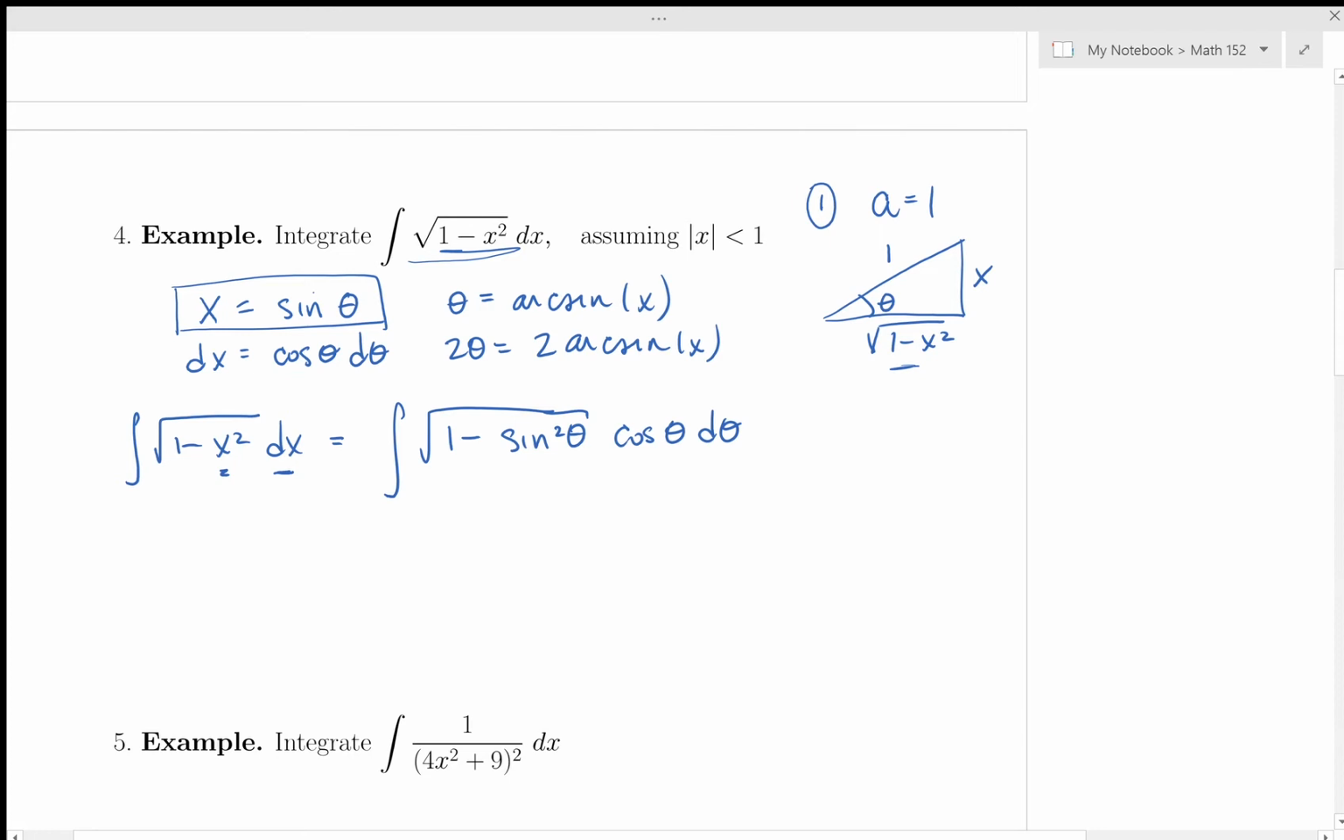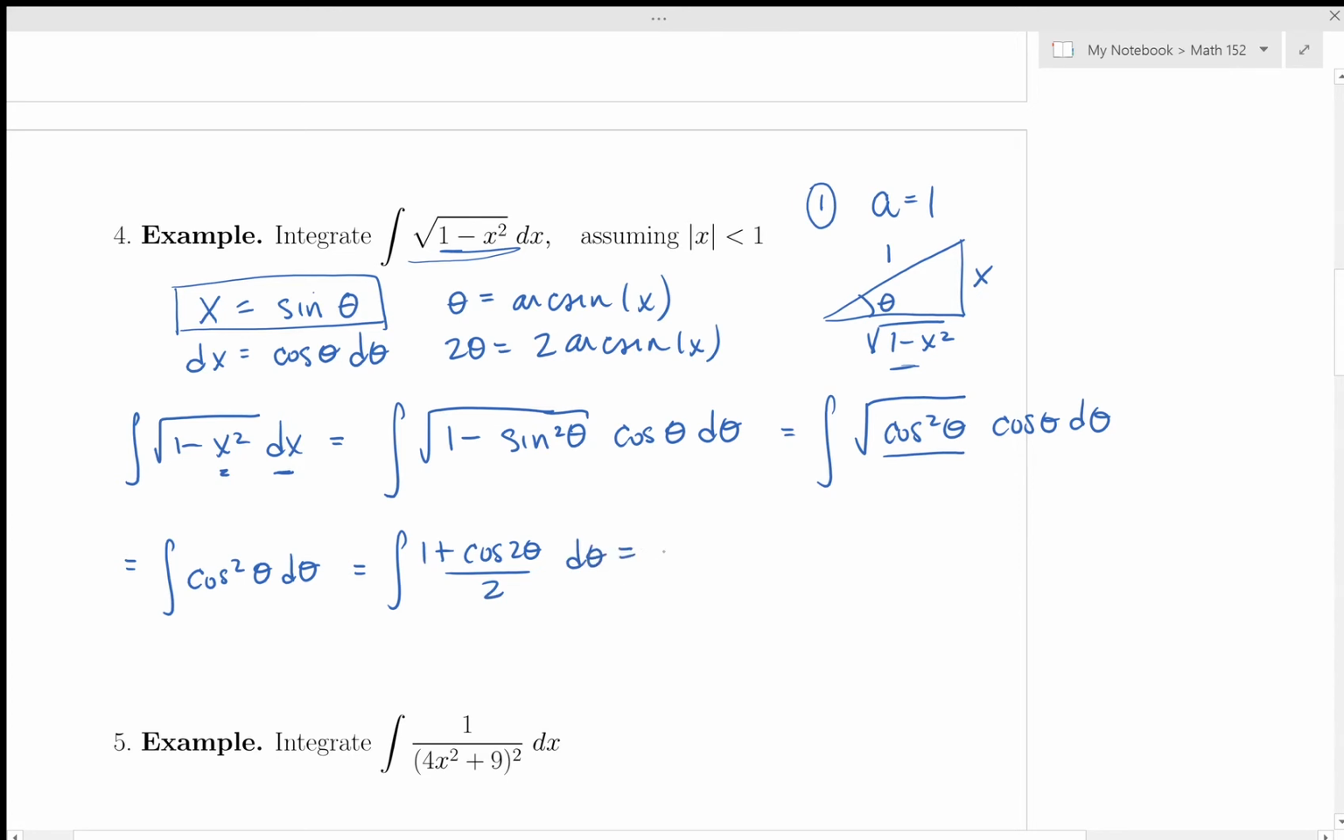Now I use the associated identity in the table, and I will have this as the square root of cos squared theta, cos theta d theta. So this cos squared theta is 1 minus sine squared theta. And then the square root of cos squared will be cosine theta. So then cosine theta times cosine theta is cos squared theta d theta. And then I can do this, we've already seen this. So now we've reduced this problem to something that we can already do, and we use the double angle identity. So we write this like this, 1 plus cos 2 theta over 2 d theta.